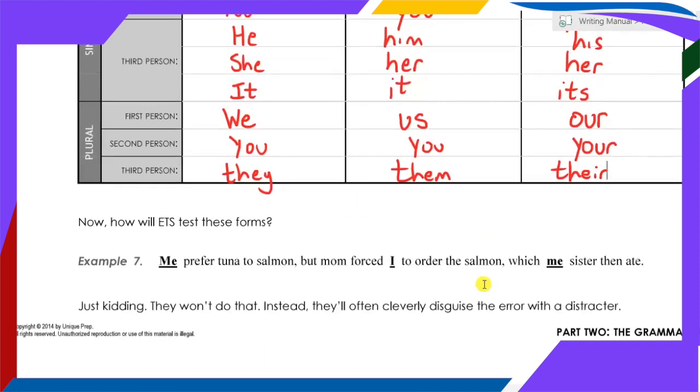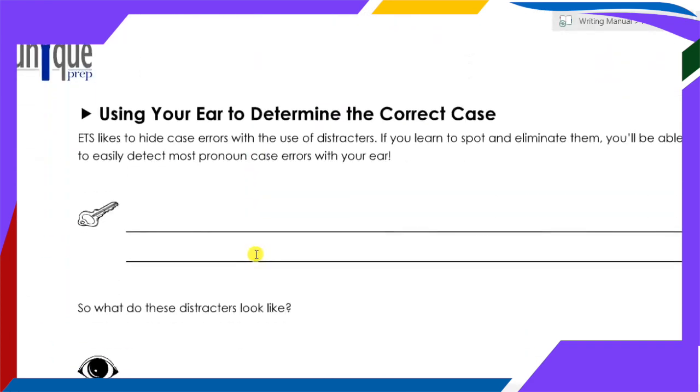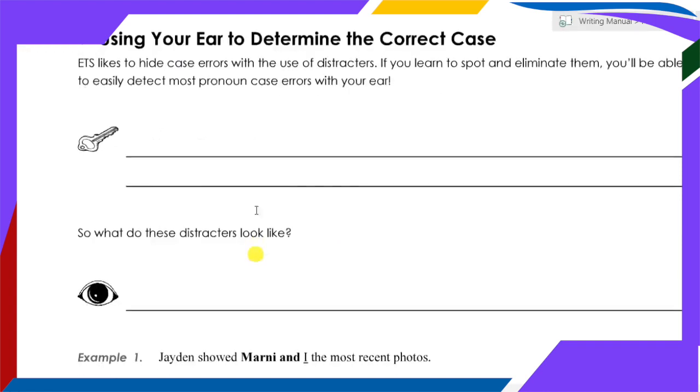Now, the question is, how will ETS test pronoun case on the SAT? We'll take a look at example 7. Me prefer tuna to salmon, but mom forced I to order the salmon, which me, sister, then ate. That is not how ETS is going to test this rule, because every student in his or her right mind would know that these pronouns are not correct. Me prefer tuna to salmon is not something that most students will fall for. So what ETS will do is they're going to be a little bit trickier with pronoun case errors on the SAT. They're going to hide case errors with distractors.